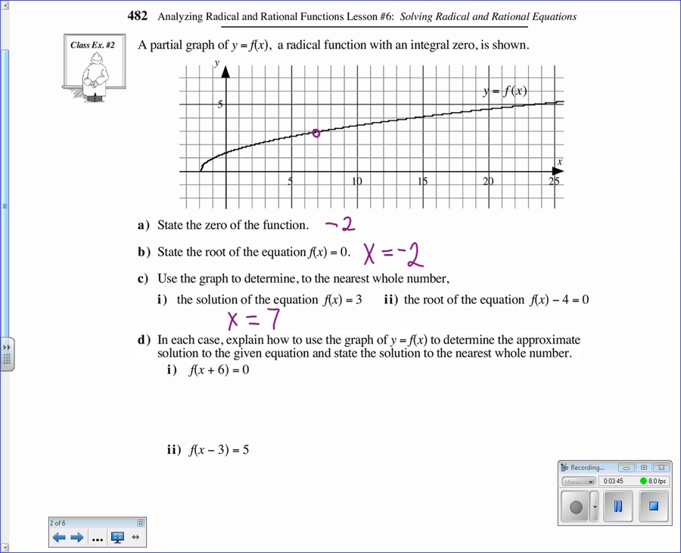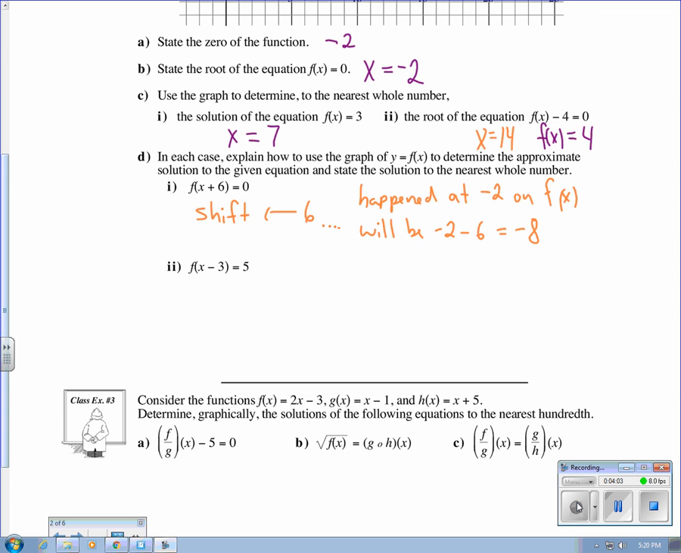I can do something similar here. F at x is equal to 4, and I want to find out when that 4 comes across my path, and that's about there, reading down to about 14. So I found that 14 for C.